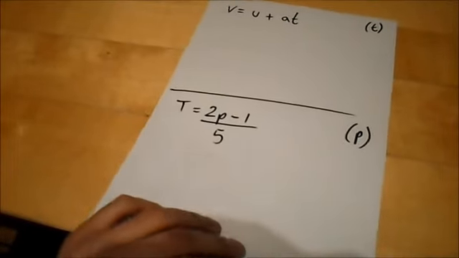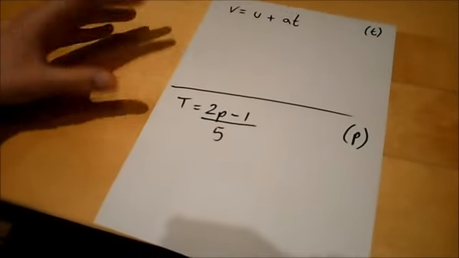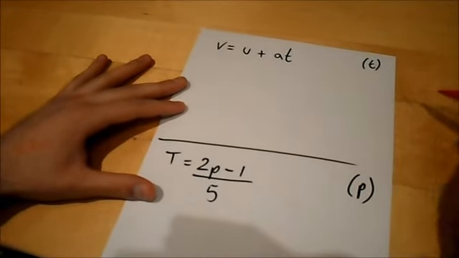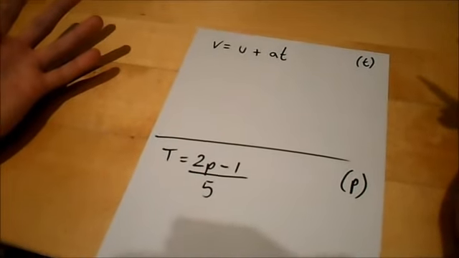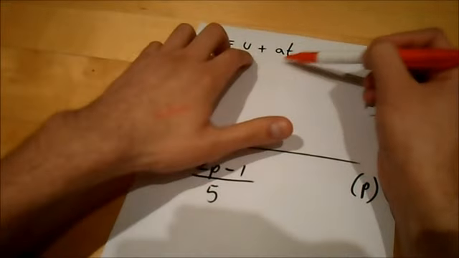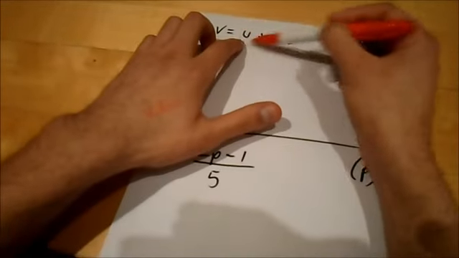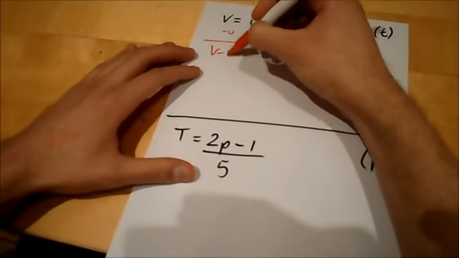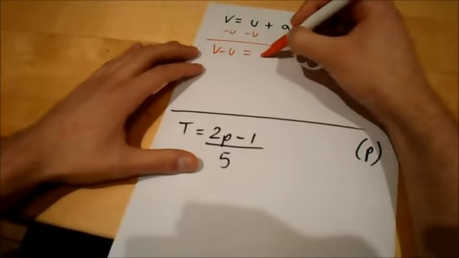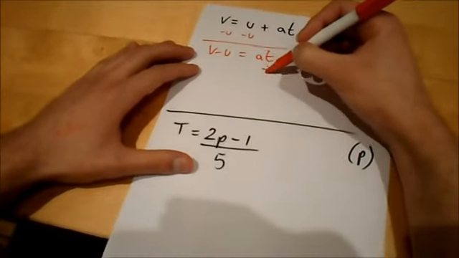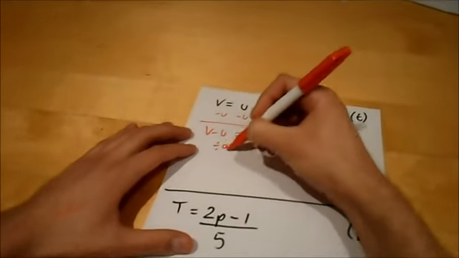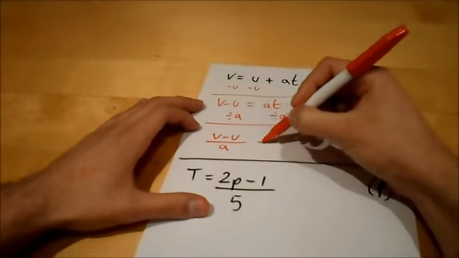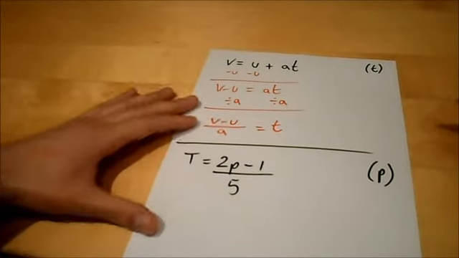Now, some even more difficult questions. Again, these will take multiple steps. Here I want t to be the subject of the formula. This time there's no numbers, but it's exactly the same principles. First of all, I want t just by itself over here, so I need to get rid of this u. So I take away u. V take away u is just v take away u equals at. Now to get rid of this, I need to divide by a. So I'm left with v minus u all over a equals t.